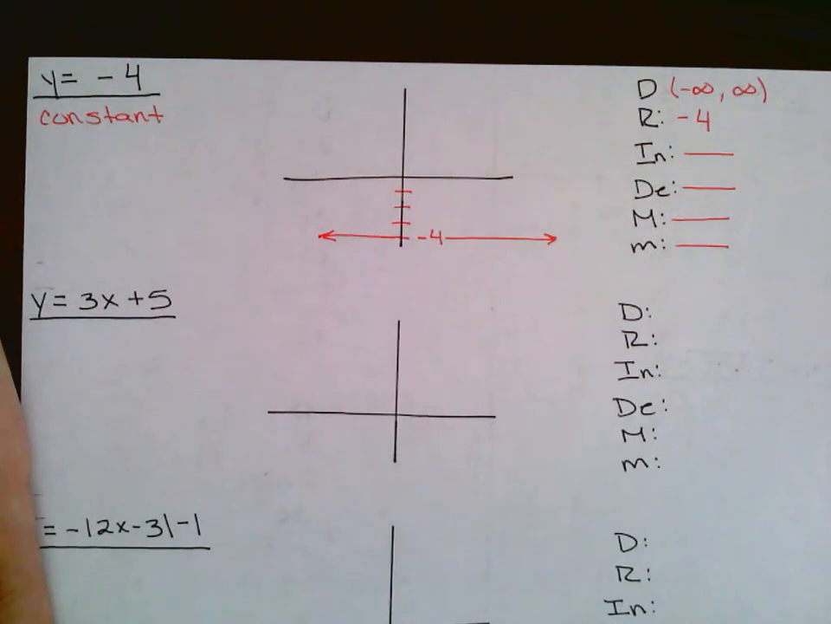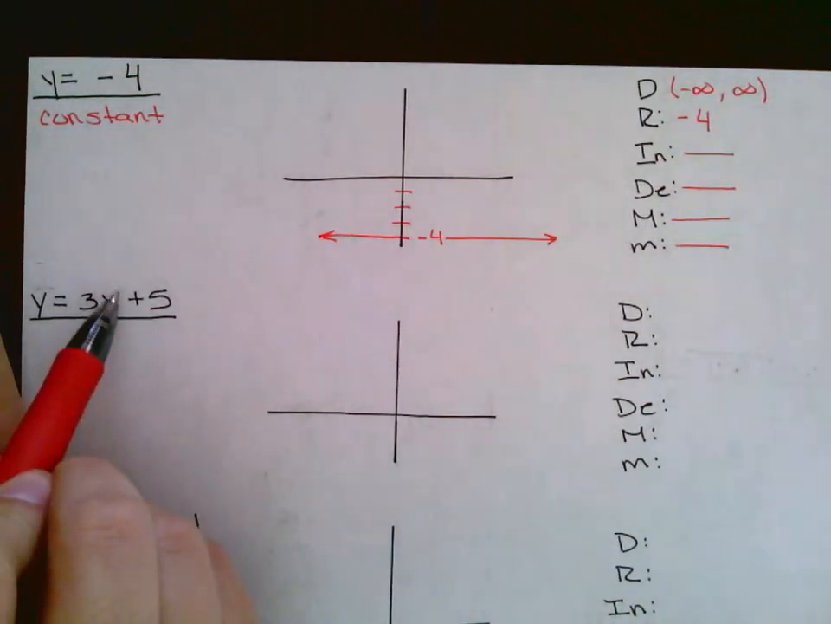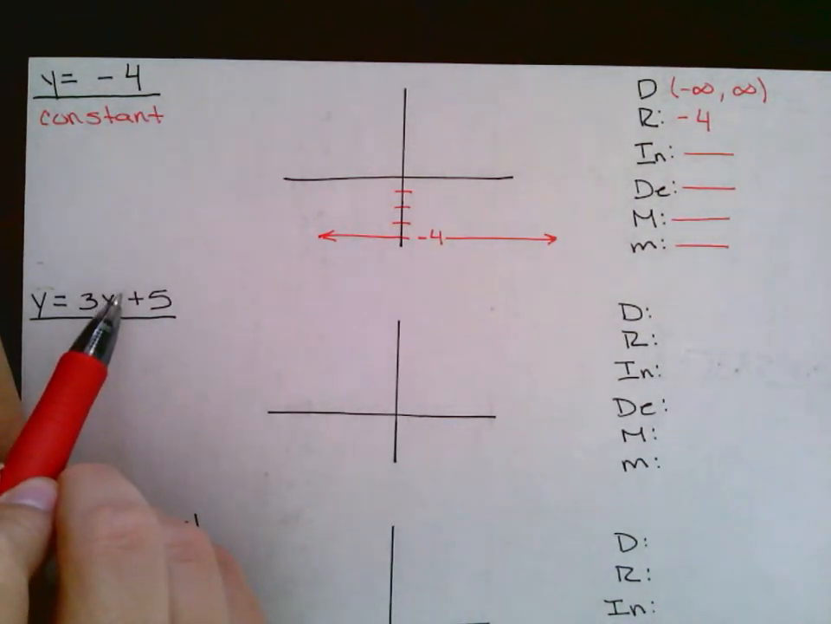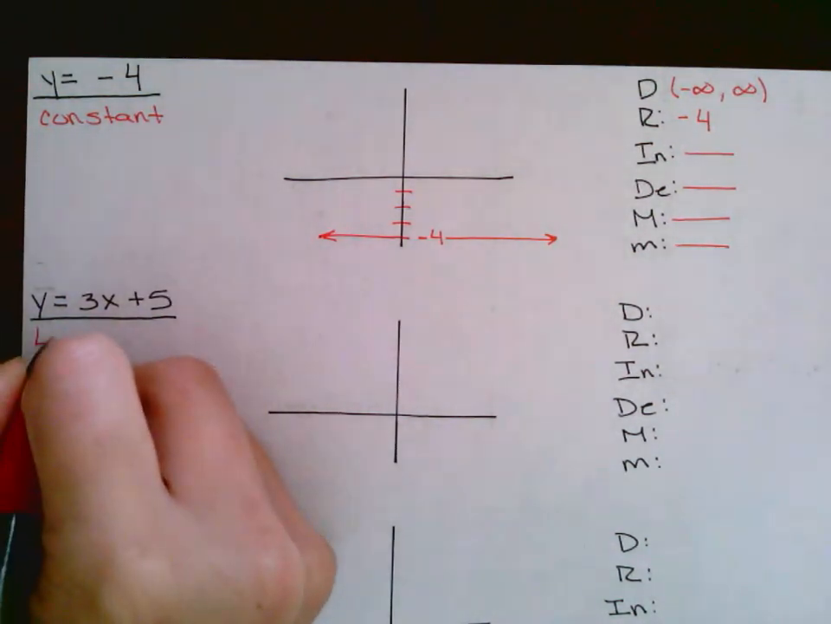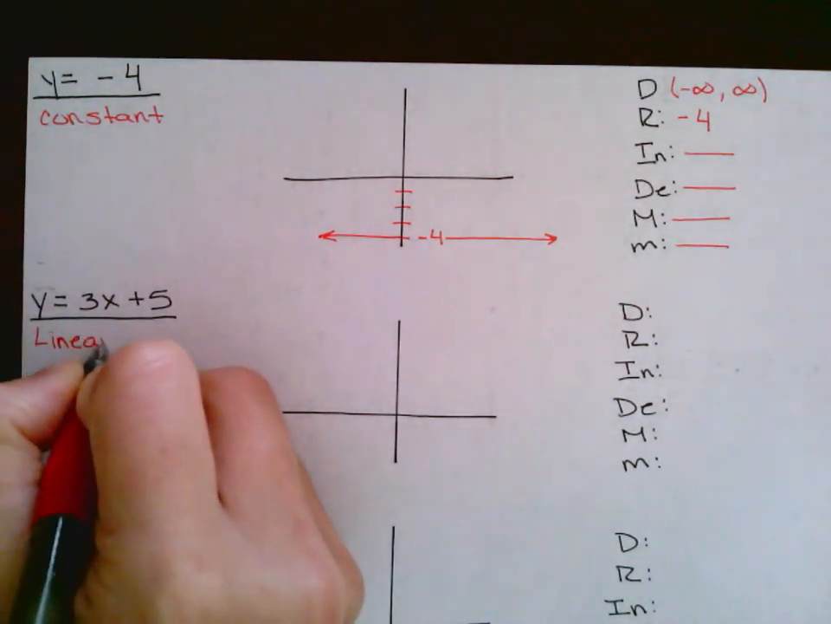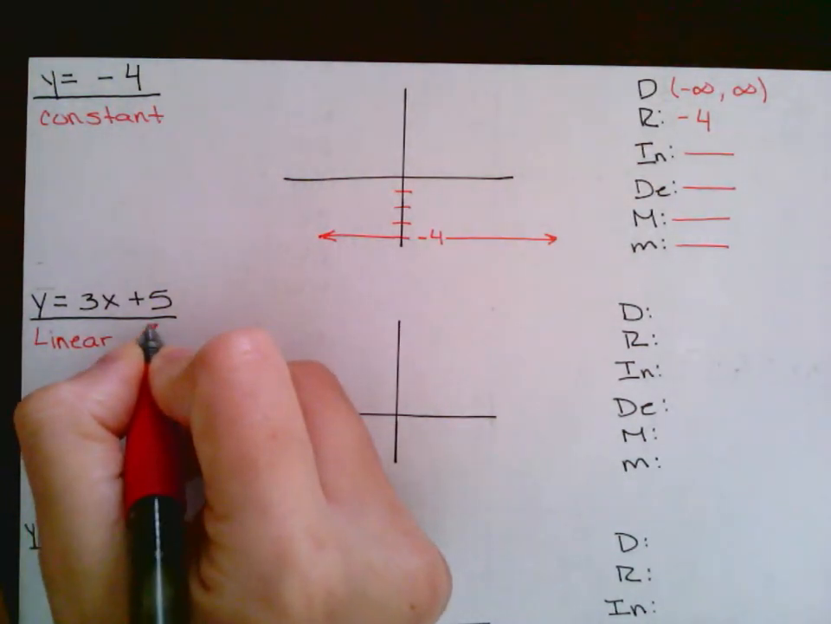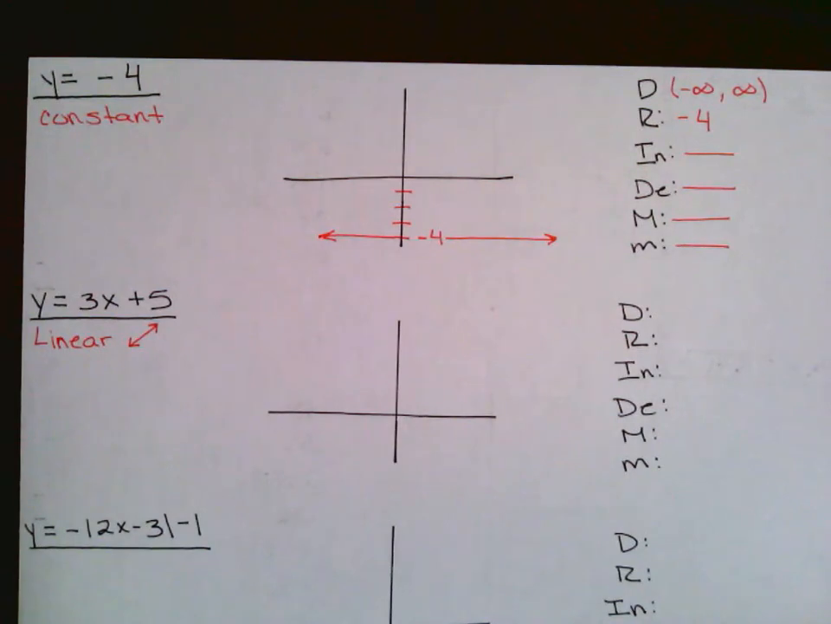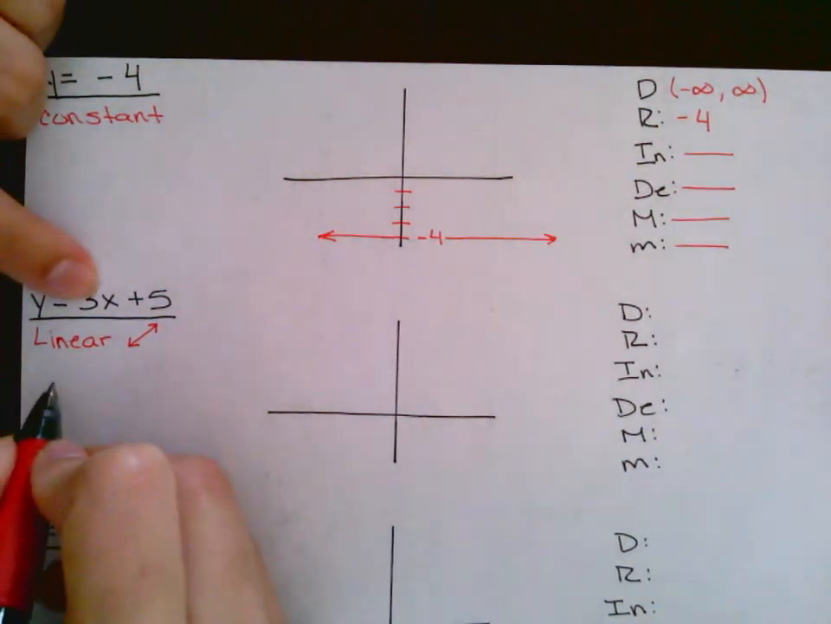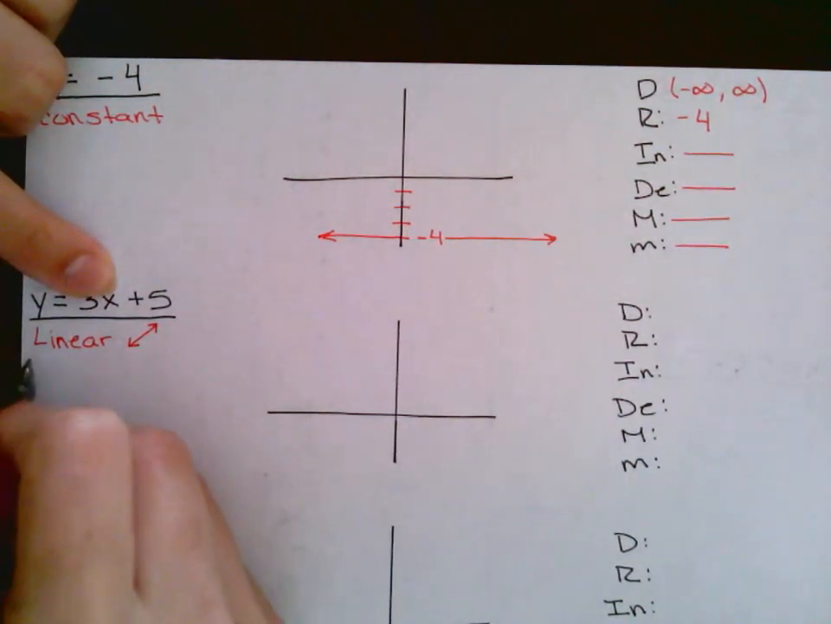For our next one, okay, we have 3x plus 5. What is the exponent on the x? There is none there, so you can assume it's x to the first power, which means that this is a linear function. A linear function looks just like this. I like to give myself a little reminder. Okay? Now, that 3 in front of the x means that it's going to stretch by 3.